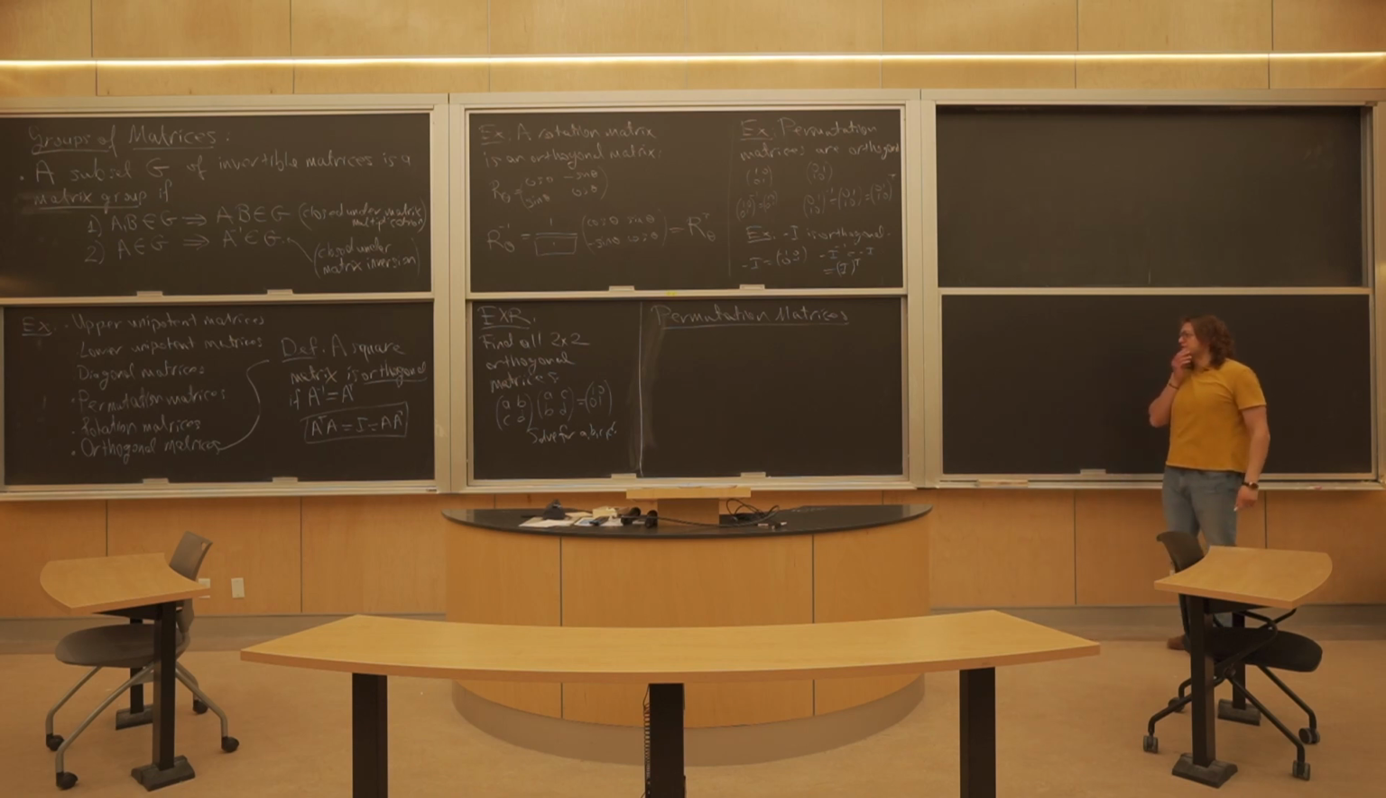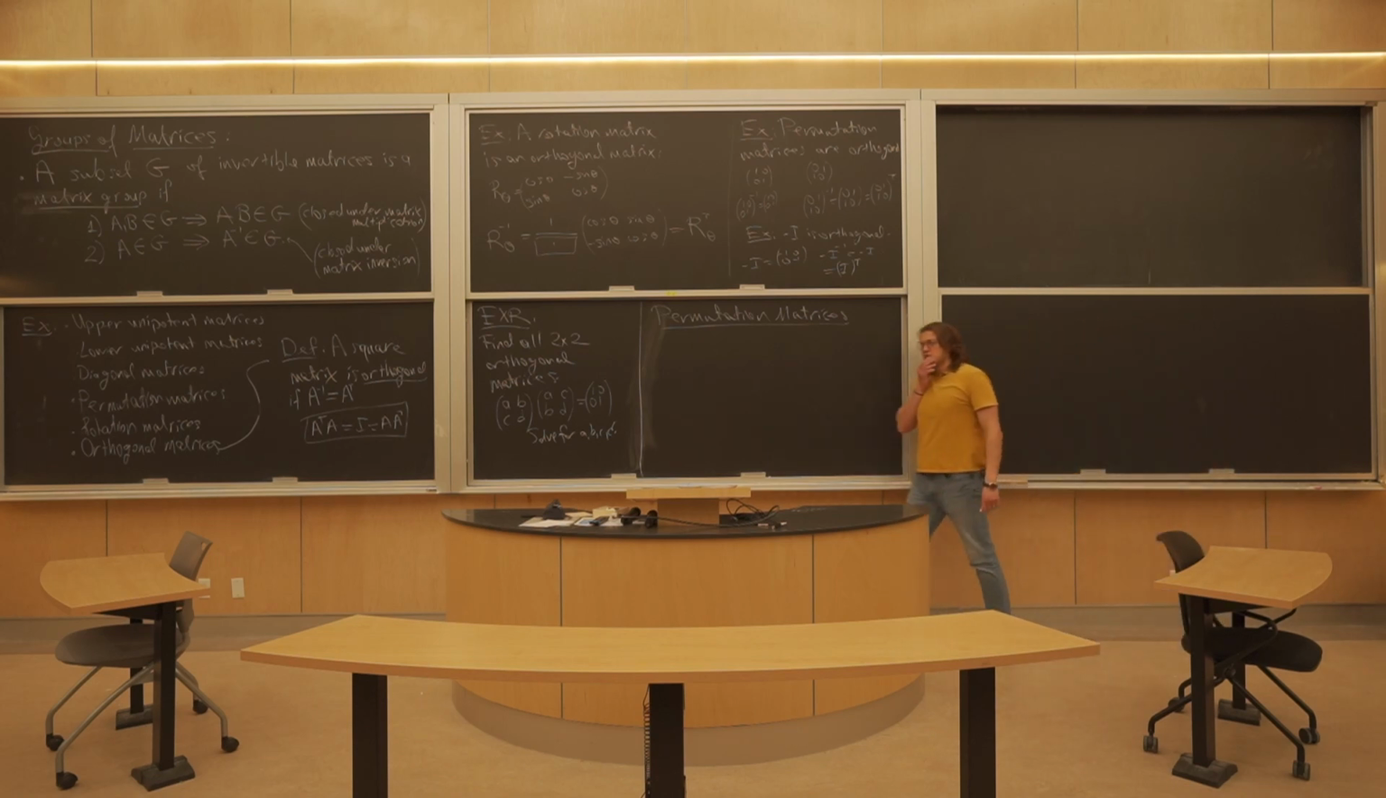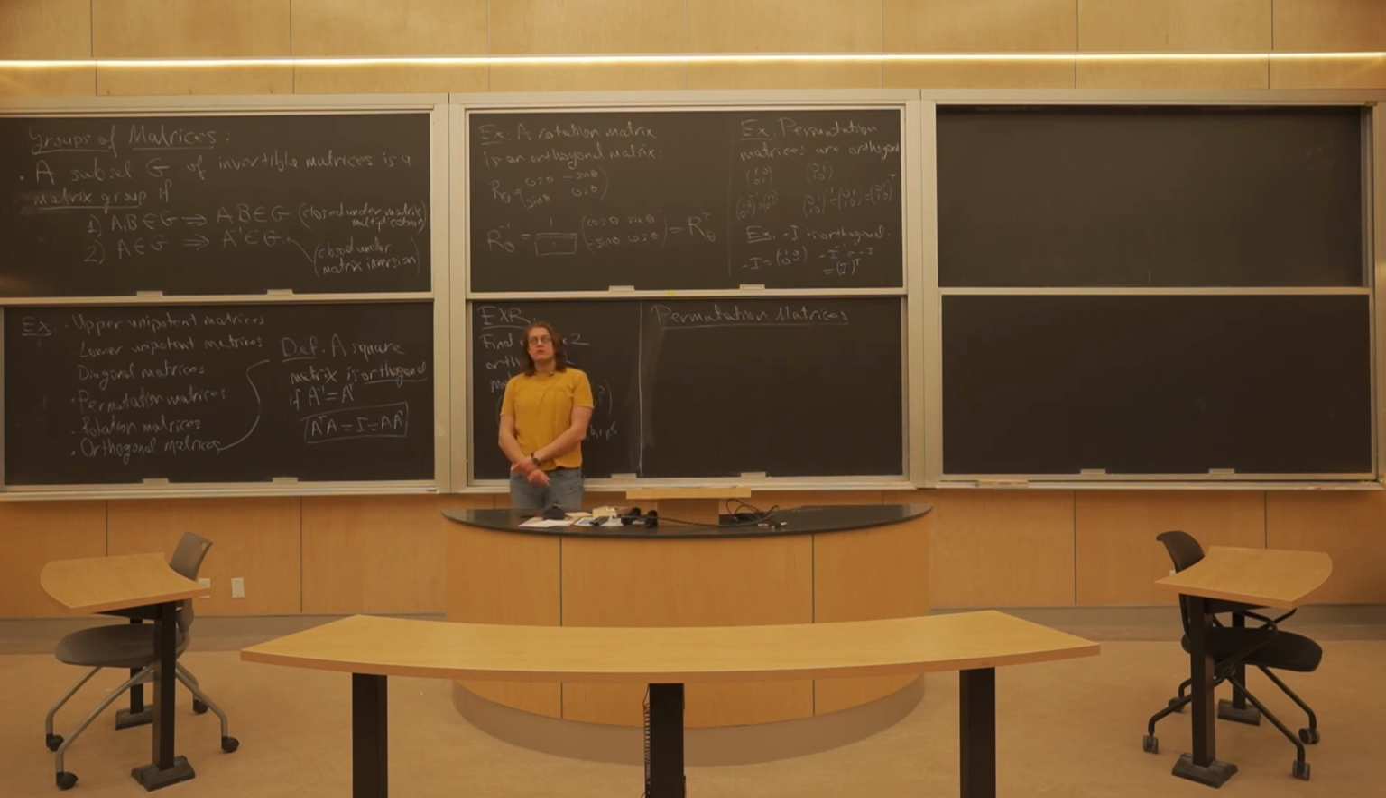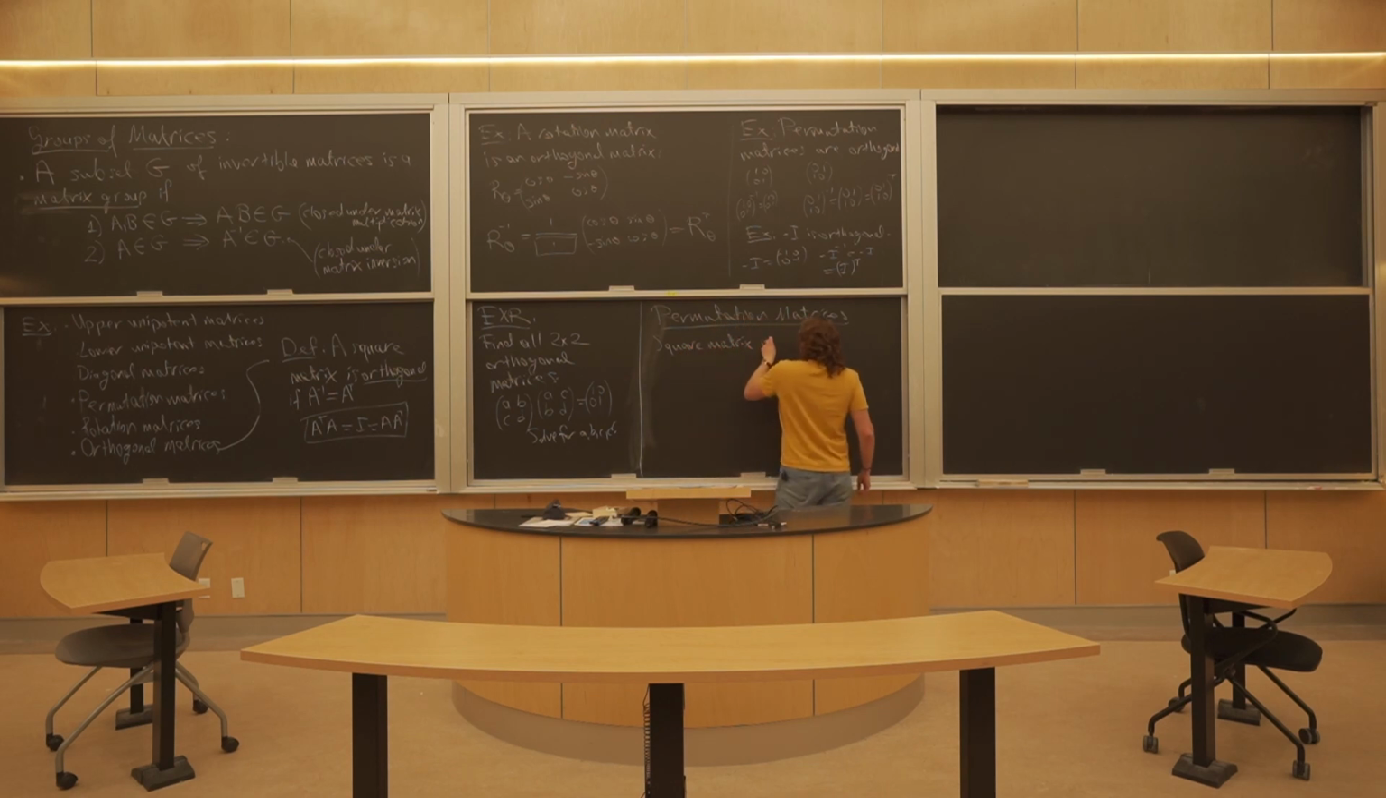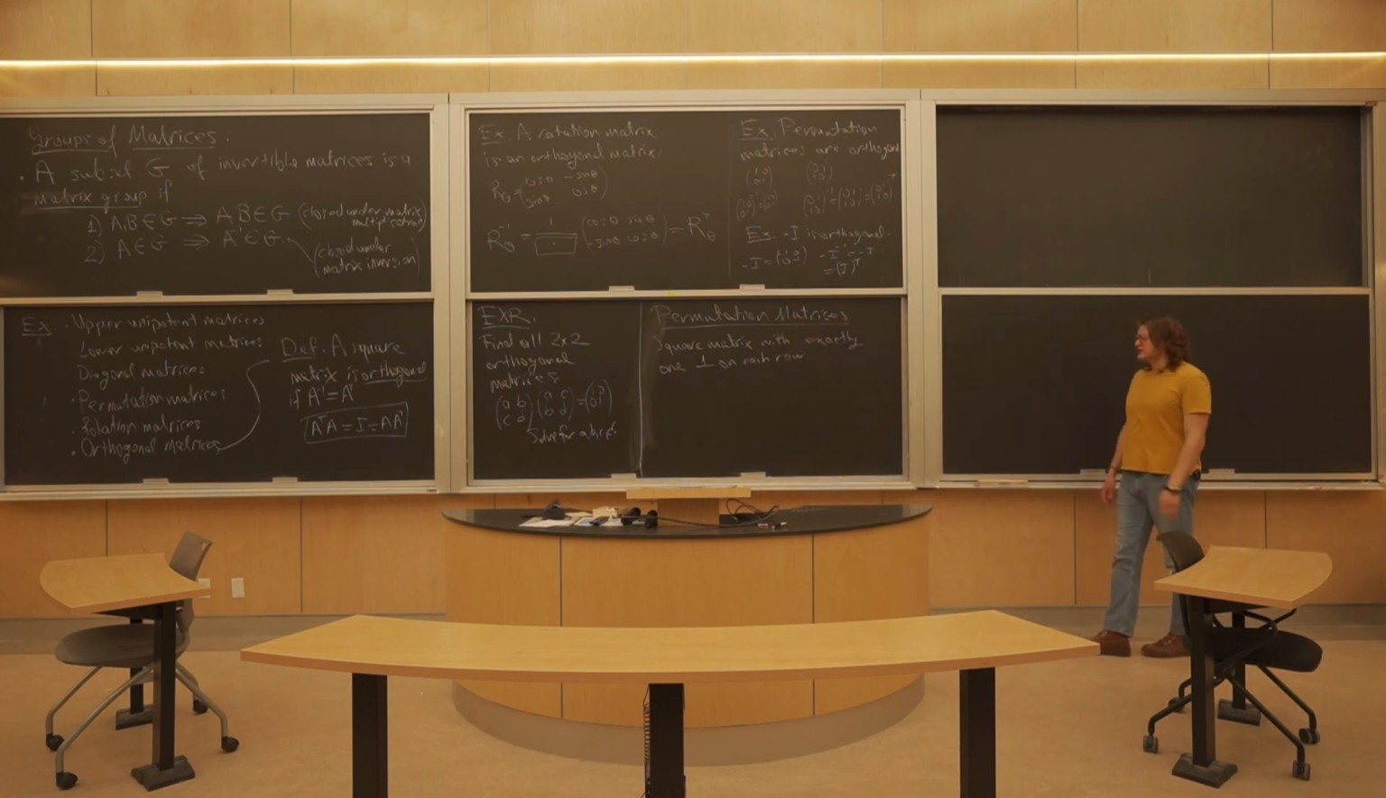Does any of you remember the definition I gave yesterday? Is it like there's a single one in each row and each column? Yeah, so it's a square matrix with exactly one 1 on each row. Okay? This is the definition in n dimensions.